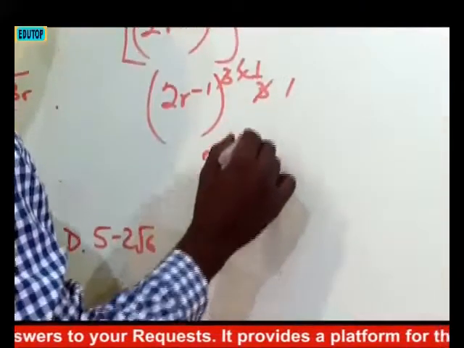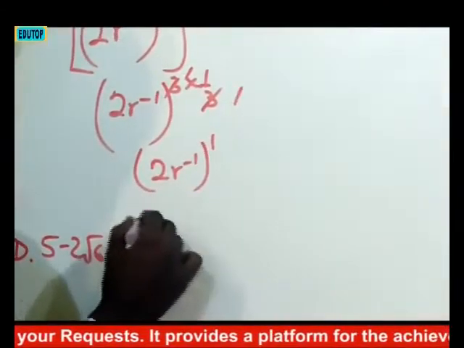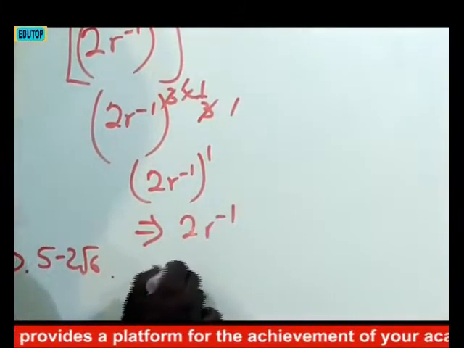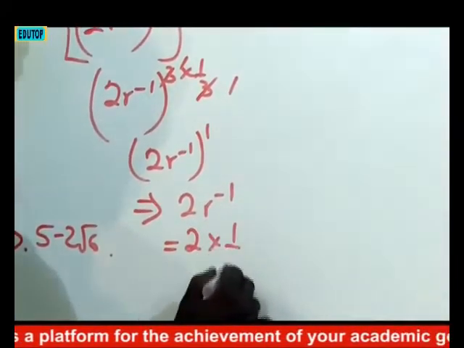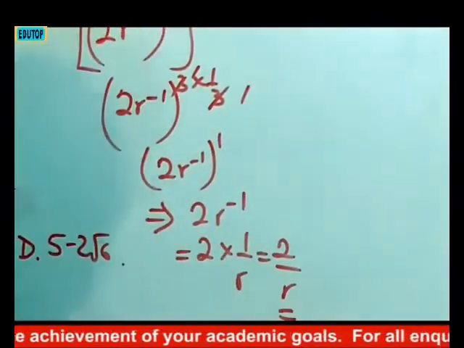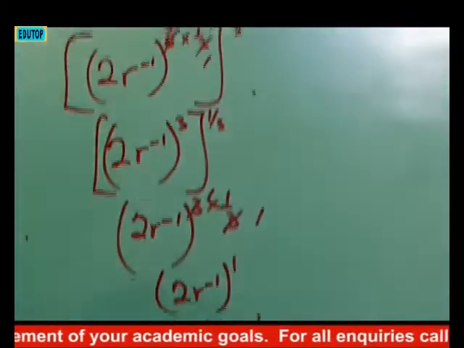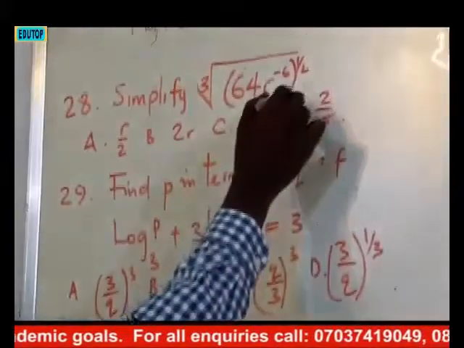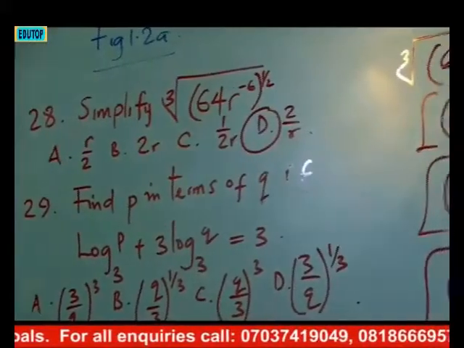So (2r)^(-1), raised to power 1. So this one can also be written as 2r raised to power minus 1, which means 2 times 1/r, and that will definitely be 2/r. So the answer will definitely be 2/r. So I go to my options, and the one that correlates with that will definitely be option D, which is 2/r.